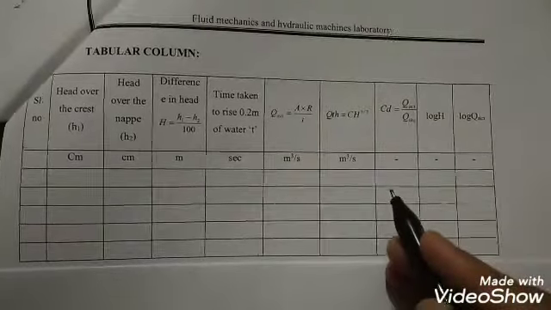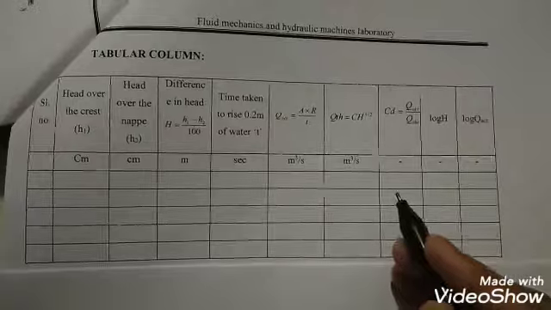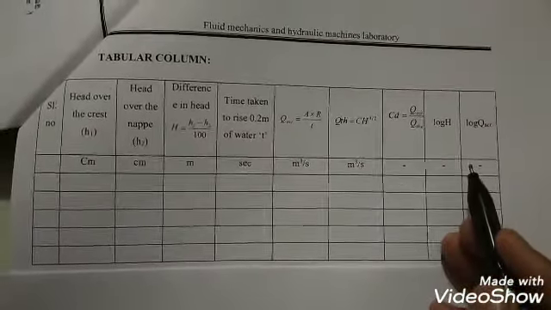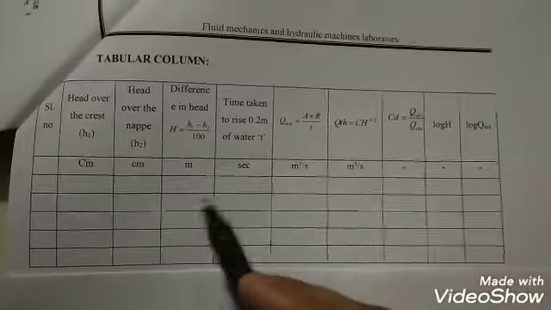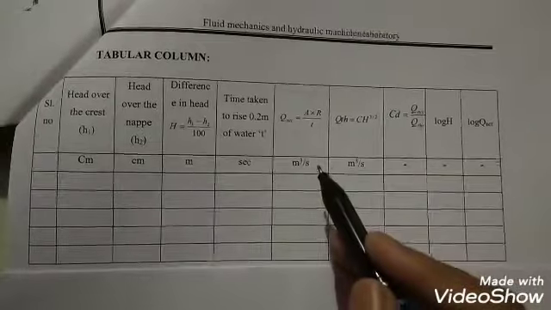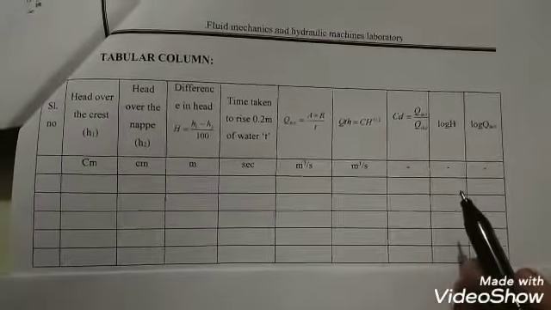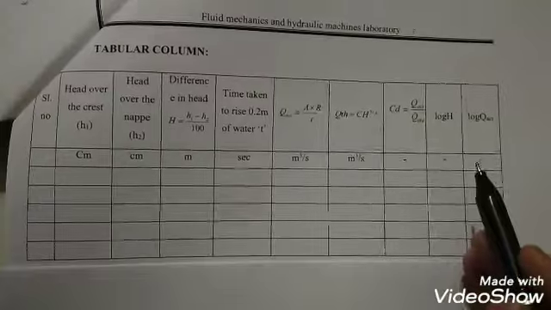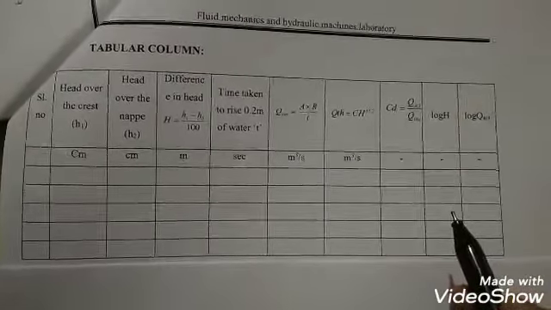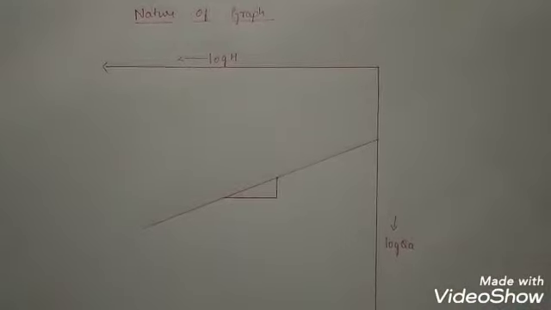Next, I need to calibrate these values for the Ogilvy. So I need the log values, log H I need, and log Q actual also I need. Okay, log H value it is there in the previous column, and Q actual also it is there in the previous column. So you can apply the log, you will get this log H and log Q actual. So this is regarding the tabulation for the Ogilvy.